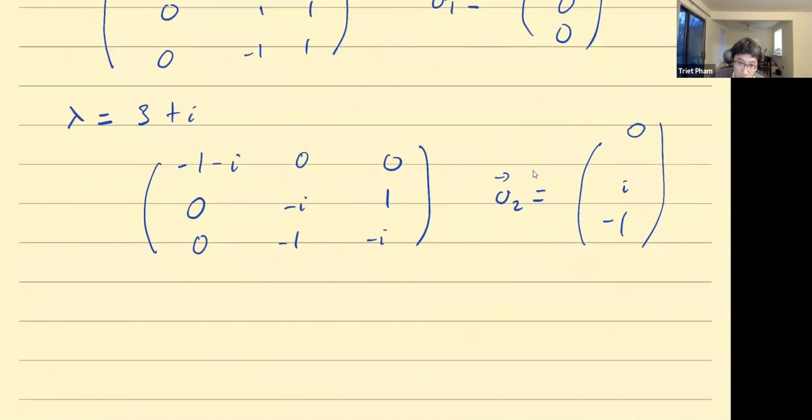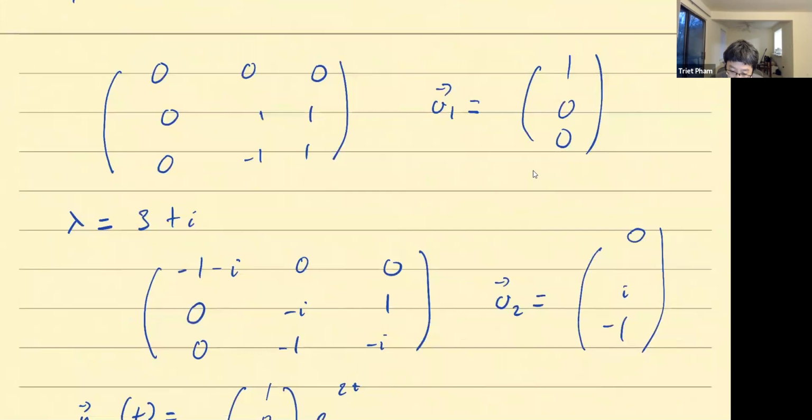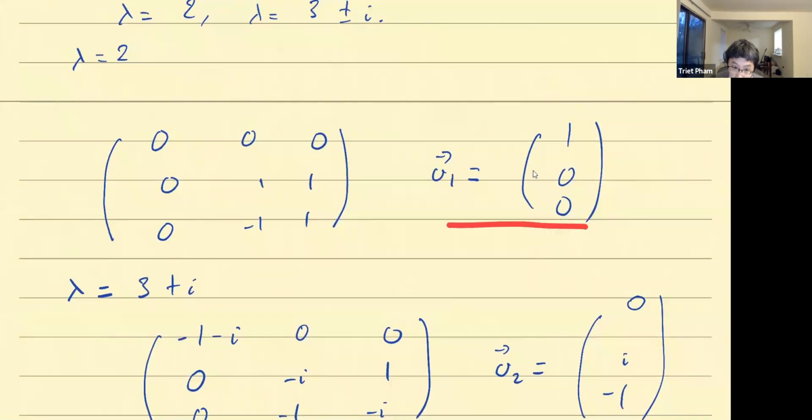So I don't need the third one, all right? I don't need the third one. Why? Because this and this together will give me the pair. So what does that mean, right? What that means is I already know my y1. y1 will be 1, 0, 0, e to the 2t, coming from here.